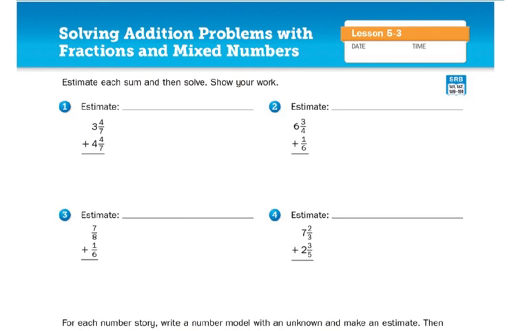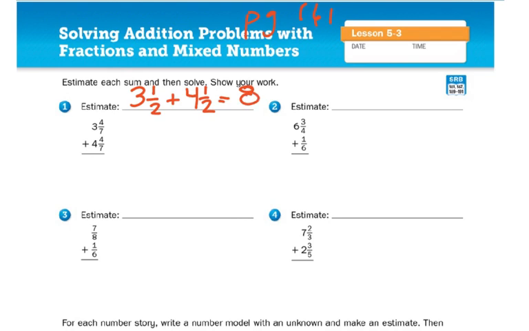Moving on to journal page 161. Solving addition problems with fractions and mixed numbers. So it says estimate each sum and then solve, show your work. So if we estimate 3 and 4/7 and 4 and 4/7, that is close to 3.5, and I can add those easily in my head. 3.5 plus 4.5, go ahead and write down this equation, equals about 8.